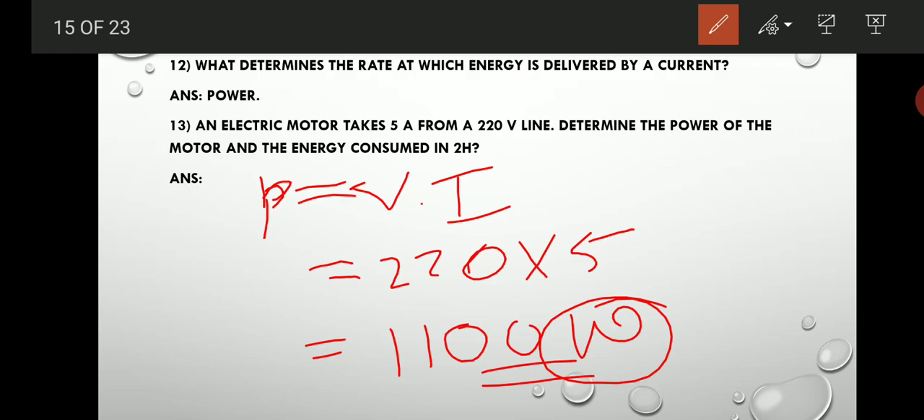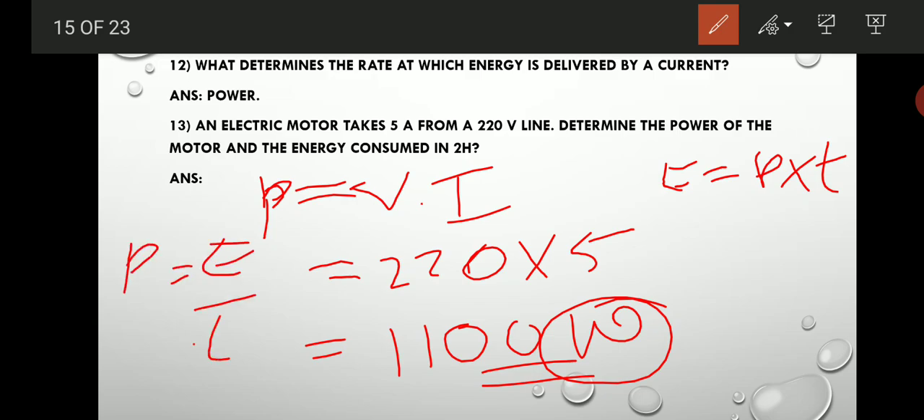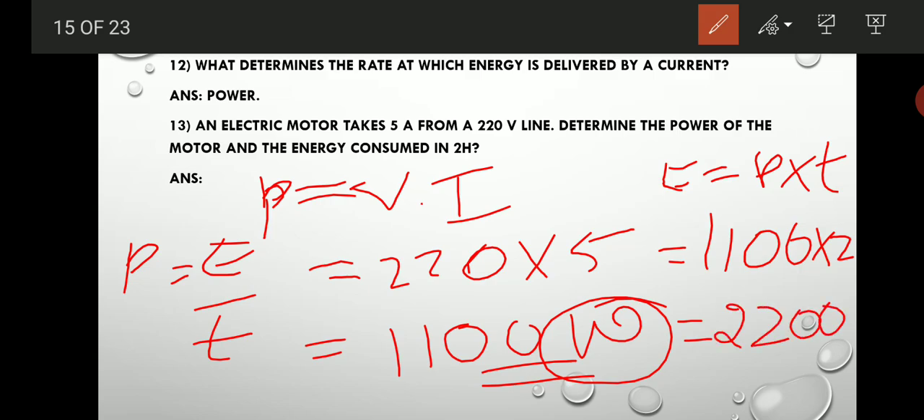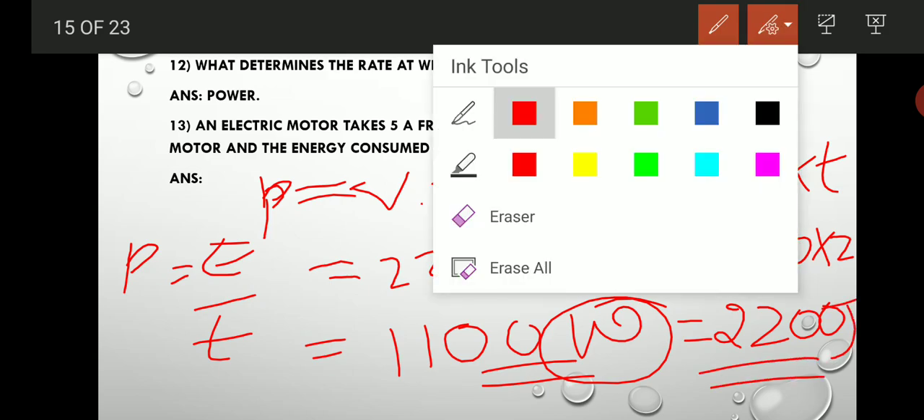So the next part is what? Energy. So energy is equal to the product of P and time. That is, P is also equal to E over T. So E becomes P into T. So P is 1100 and the time is 2 hour. So you will get 2200 joule. Okay. Yes. Next question.